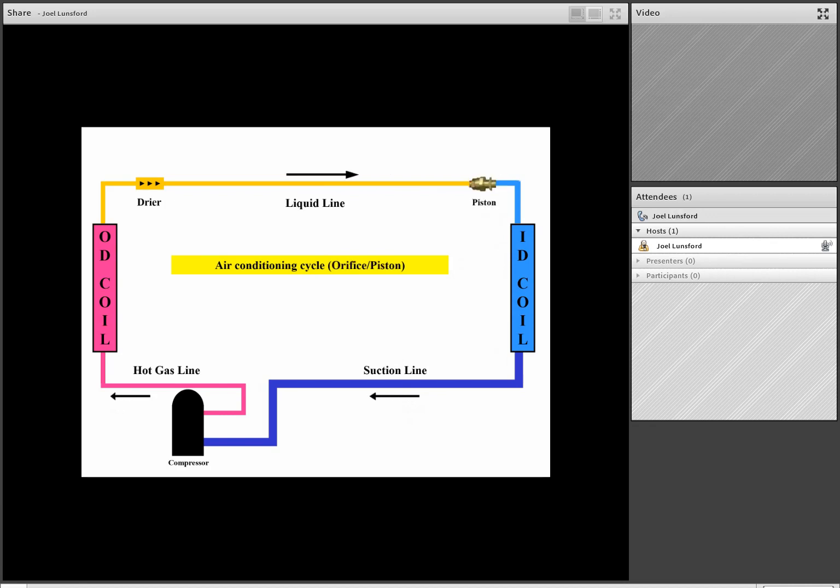We see that if an air conditioning system has an orifice or a piston in it, it's the exact same mechanics. It's just that we've replaced the expansion valve with a piston, and the piston does the exact same thing. It meters refrigerant into the indoor coil. What we mean by that is we're taking liquid refrigerant and spraying it into the indoor coil. The resulting pressure drop and temperature drop will result, and the indoor coil will be much cooler than the outdoor coil as we pass air across it and condition the space.